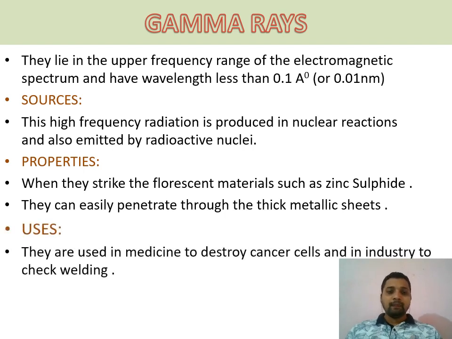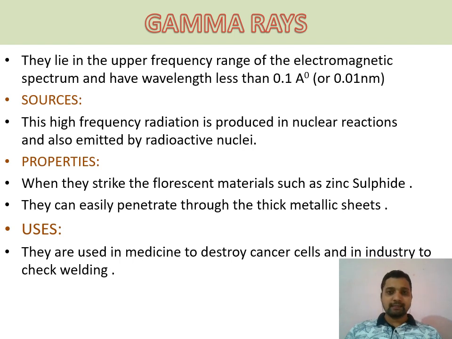Now the uses. These gamma rays are used to destroy cancer cells. They are also used in industries for checking welding. But gamma rays also have more harmful effects. They cause biological damage because of their very high penetrating power. They can damage our cells and the DNA structure inside our cells. So gamma rays are more harmful compared to any other rays. Next one will come.